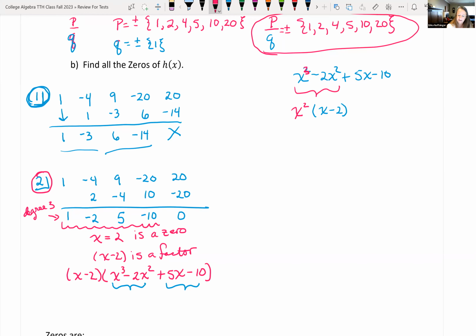So notice 5x minus 10. We can pull a positive 5 out of both of those terms, and we would be left with x minus 2. We want what's inside that parentheses to be the same. So if we factored out x minus 2, we would be left with x squared plus 5. So notice x minus 2 is another factor. So x equals 2 is a 0.